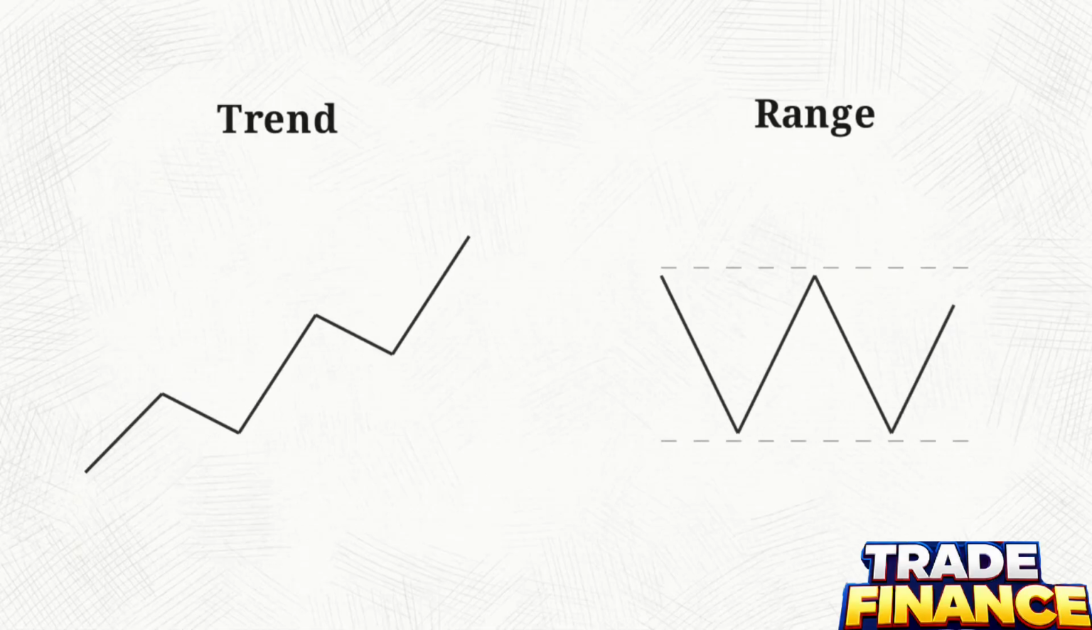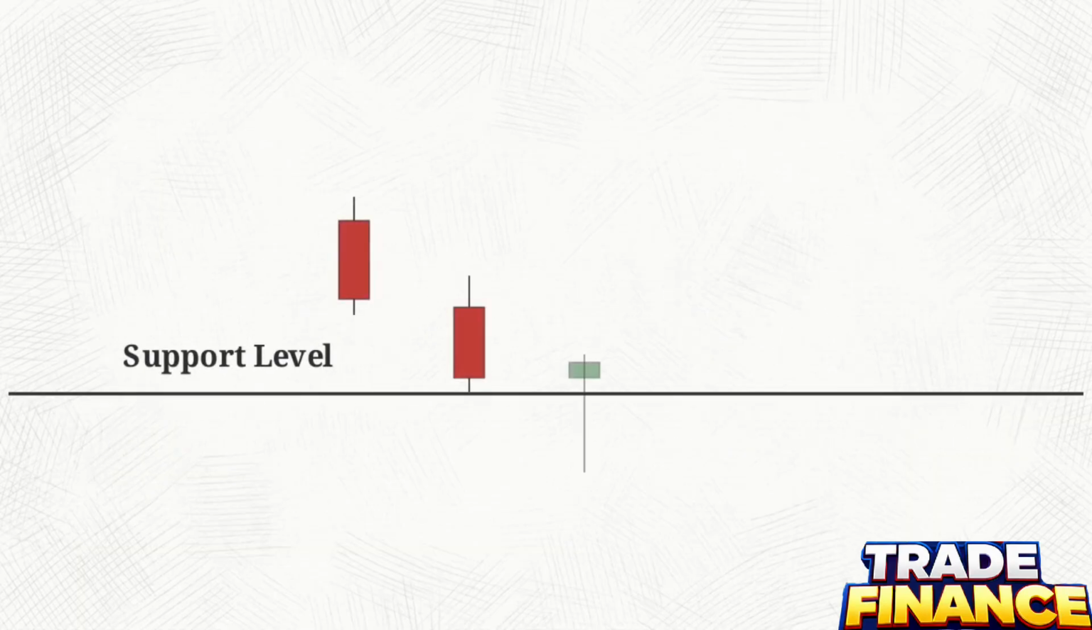You follow a strict 3-step setup. First, identify the macro context. Are you in a trend or a range? Second, wait for the price to reach a key support or resistance level. Third, identify a clear confirmation signal at that level, like a pin bar rejection.